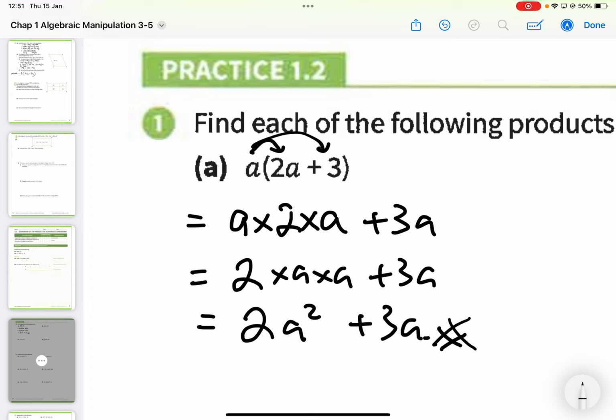But you must be careful about one thing. A squared is different from 2A. A times A means A times A. It won't become 2 times A. A times A is always written as A squared.